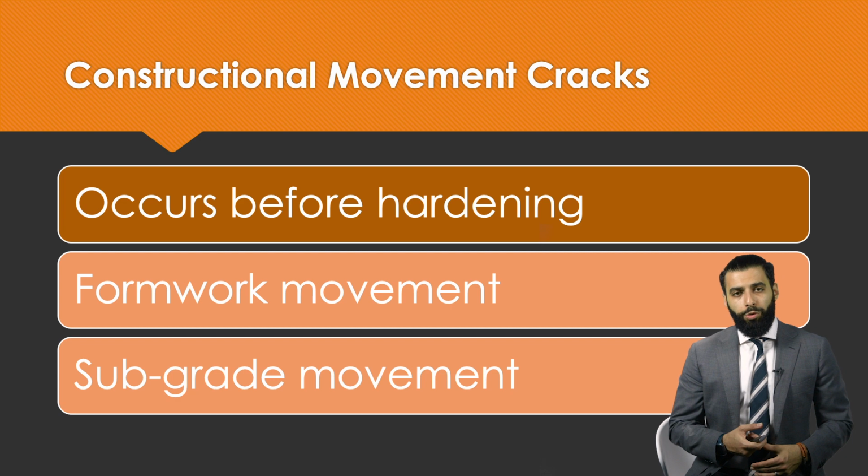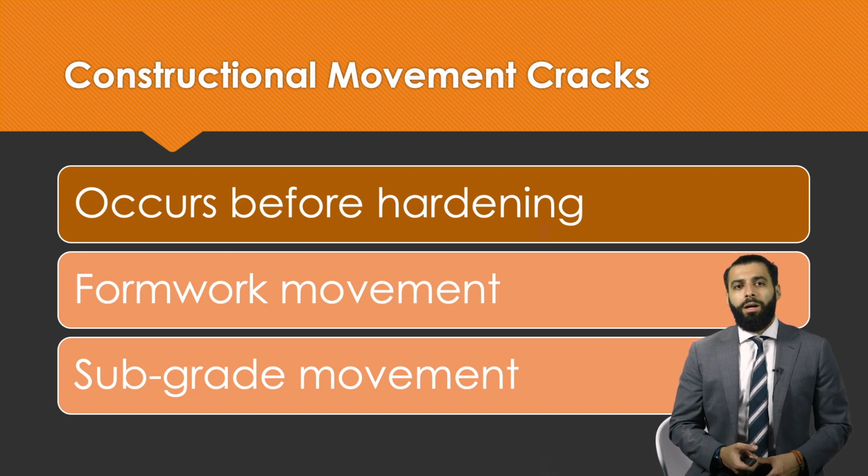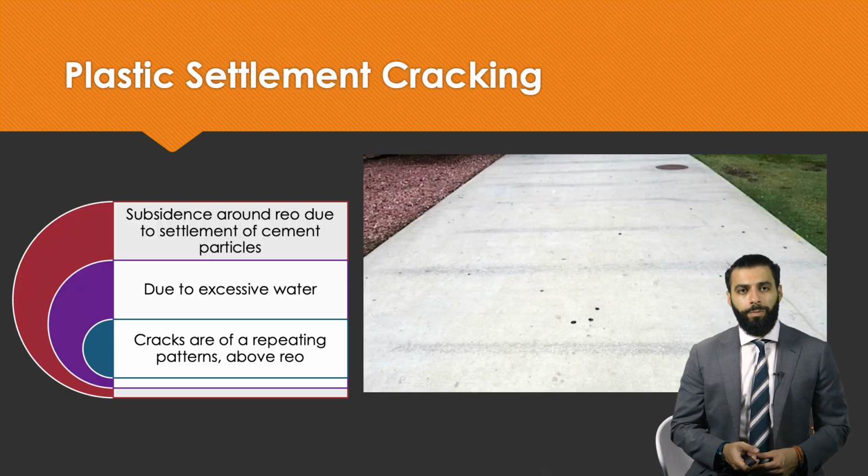Now the second type of cracks that take place before hardening of the concrete is the constructional movement cracks, and these are mostly associated with formwork movement. So if your formwork moves during the pouring of the concrete, you get these cracks happening. Also, if your soil is moving somehow, if it settles, you do get these constructional movement cracks appearing on your concrete members.